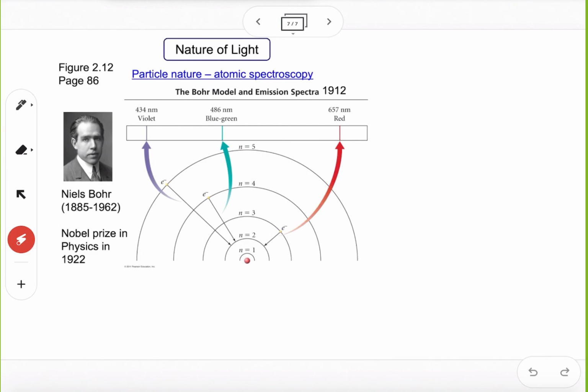One last thing I want to mention here is that the Bohr model is perfect for the hydrogen atom, but it has its limitations. For instance, the Bohr model cannot be used to explain multi-electron atoms. If you use the Bohr model to predict the atomic spectroscopy of helium, which has 2 electrons, that's going to be a mess. But for the hydrogen atom, the Bohr model works like a dream. All right, so this is our nature of light. Let me know if you have any questions.